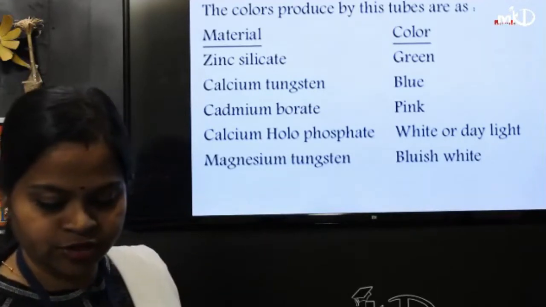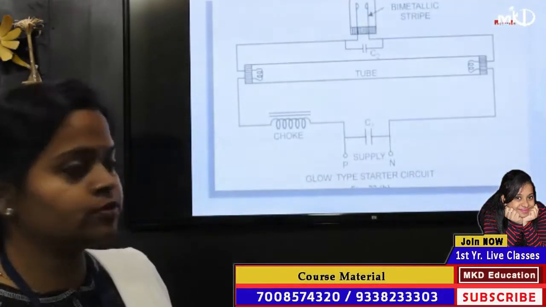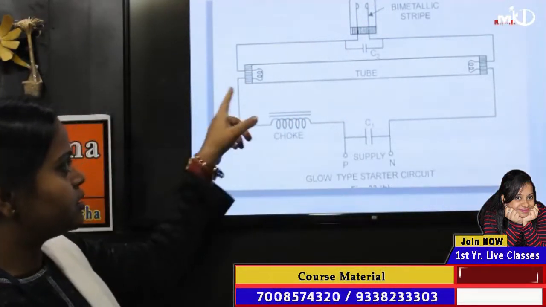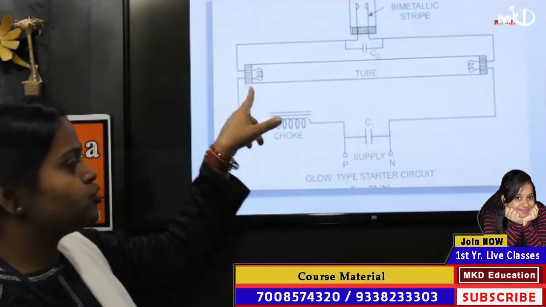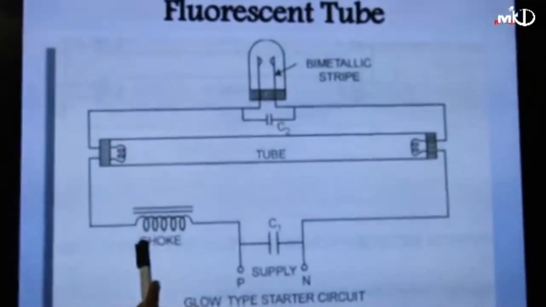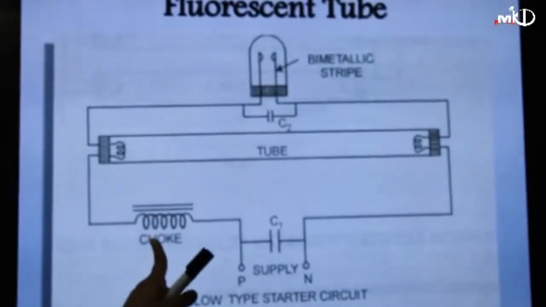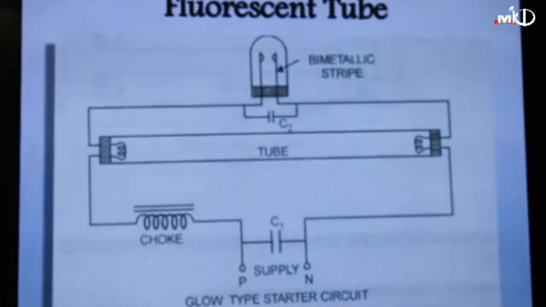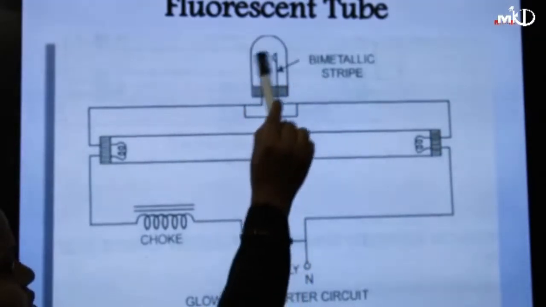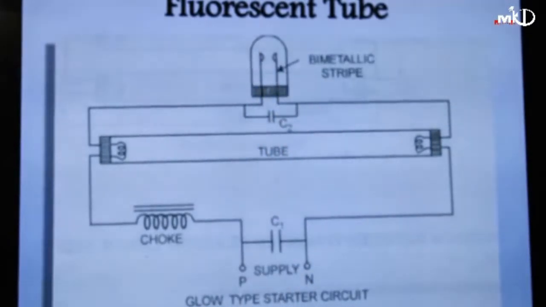Now come to the construction and working of this tube. It is most important. Just remember, as I have told you, it has two filaments at its two ends. This is the choke. You must have seen a rectangular box type of thing inside the tube light stand; that is known as the choke. And this one is known as the starter. The starter is used only for starting the tube light.